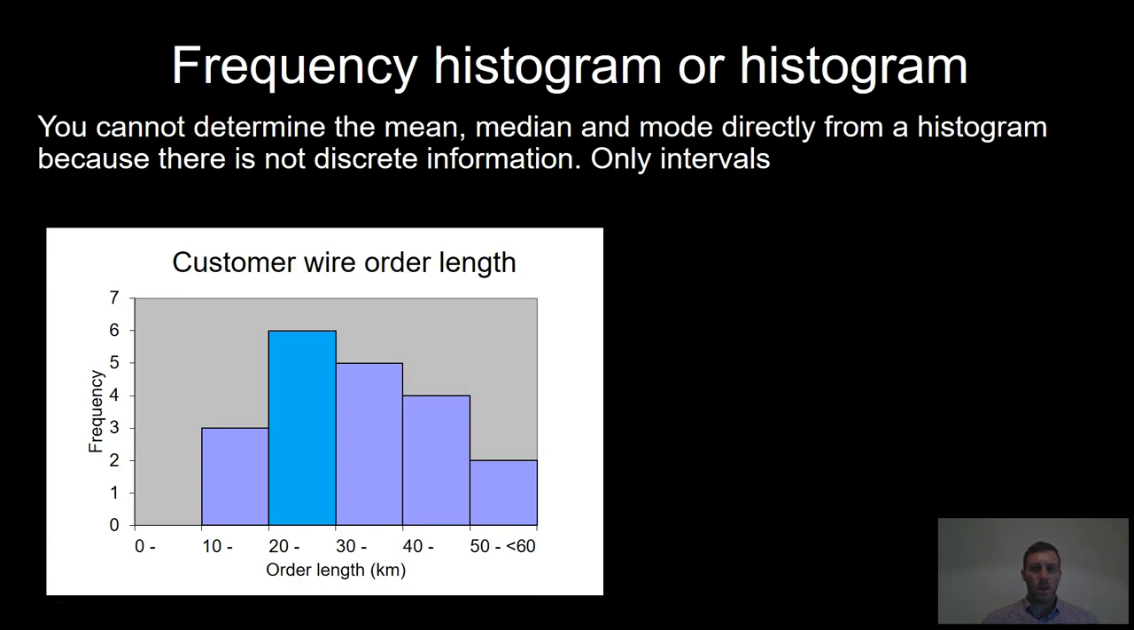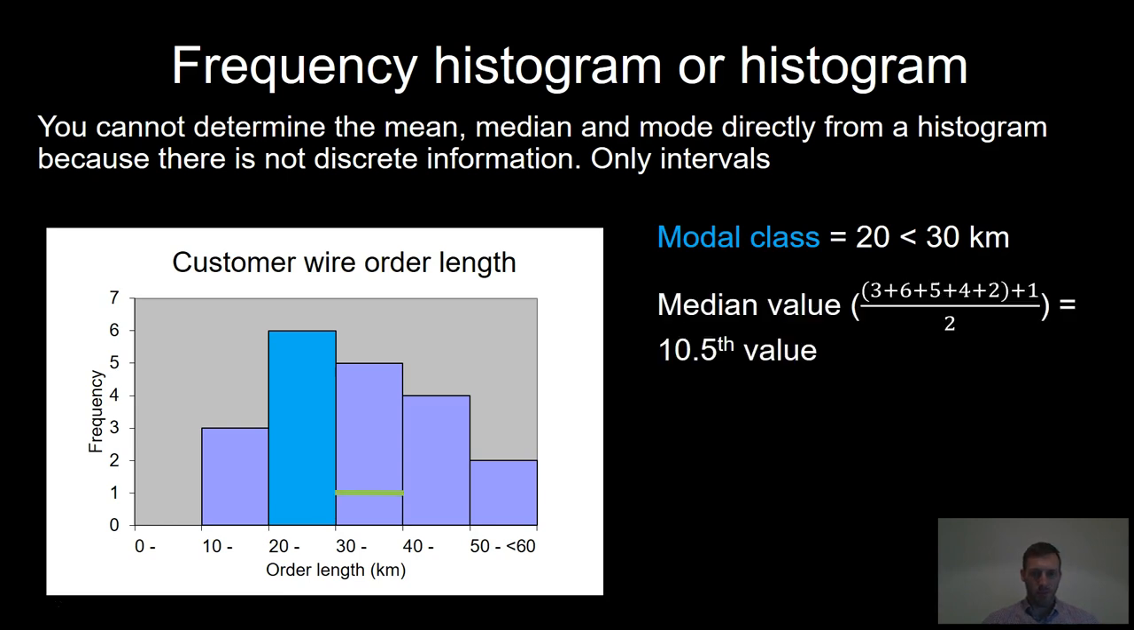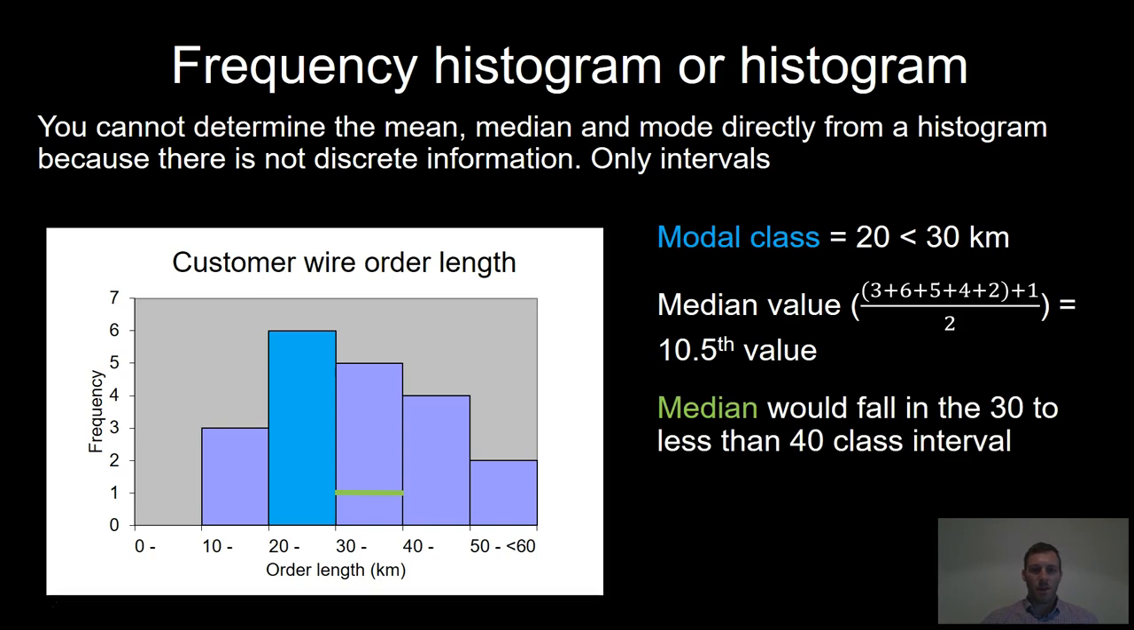We cannot determine the mean, median, or mode directly from a histogram. That's because no discrete information is provided, only intervals. We say that the largest class interval is the modal class, highlighted in blue here. The median value can still be determined by adding up the frequencies, adding 1 and then dividing by 2. This is the 10.5th value I've highlighted here. This tells us what class interval the median would fall in, but we're unable to calculate the median.